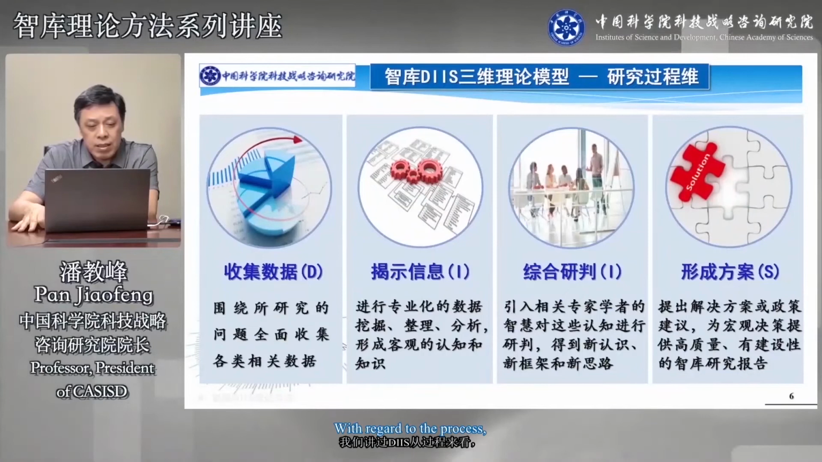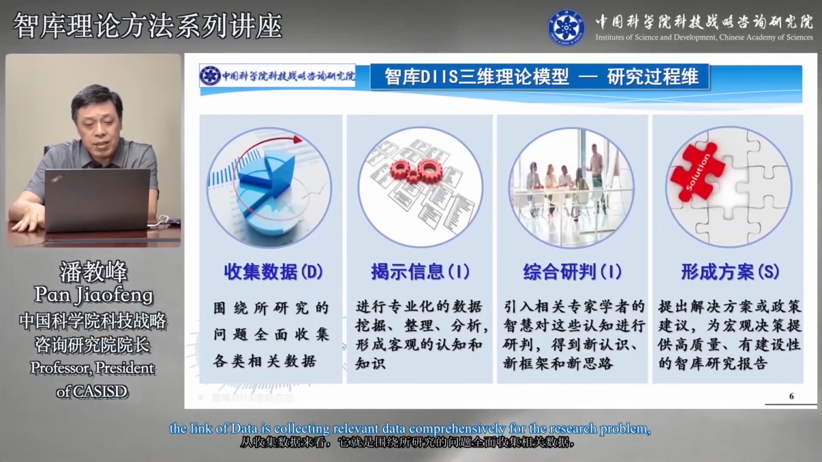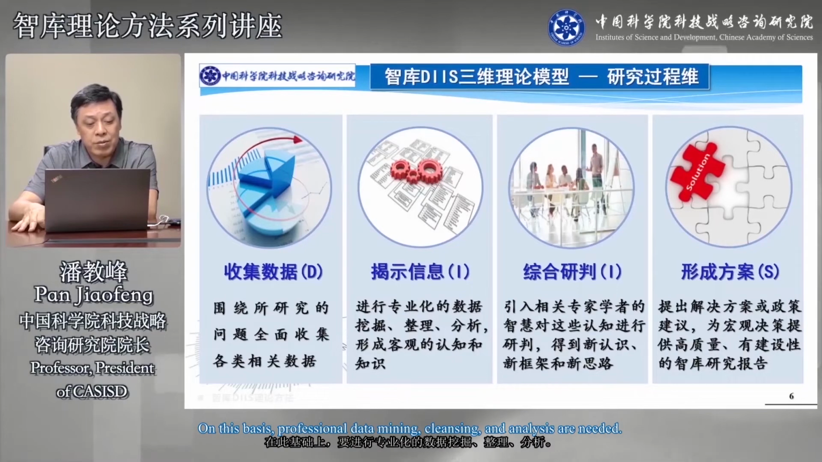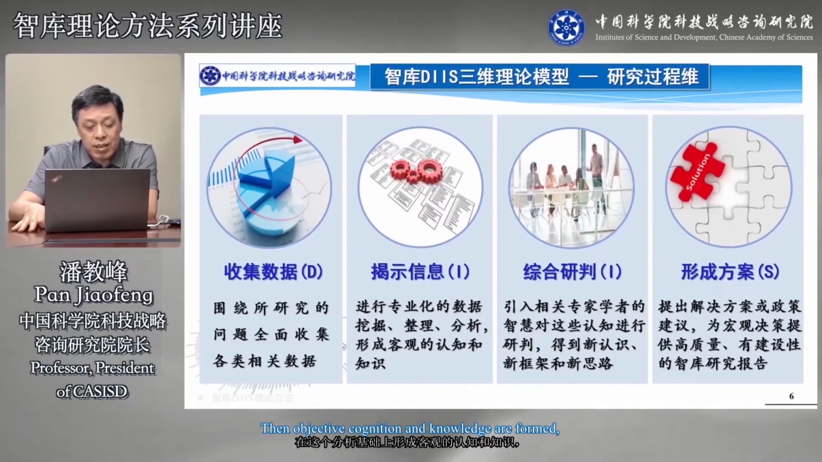With regard to the process, the link of data is collecting relevant data comprehensively for the research problem, so it is problem orientation. On this basis, professional data mining, cleansing, and analysis are needed. Then objective cognition and knowledge are formed, which is to string pearls into a chain.